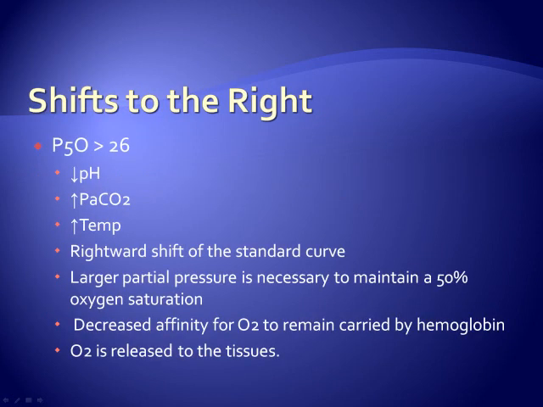The shift to the right, again, is caused by the acidosis, the increase in CO2, or the fever. It causes a rightward shift in our curve, which is going to make the hemoglobin not have the same kind of affinity or attraction to oxygen. So oxygen is not going to bind as well to hemoglobin. Now, the other side of the coin is that because oxygen does not bind as well to hemoglobin, oxygen will be more readily released at the tissues.